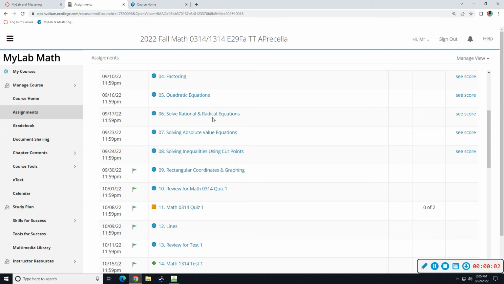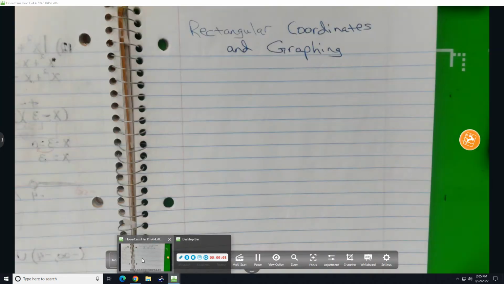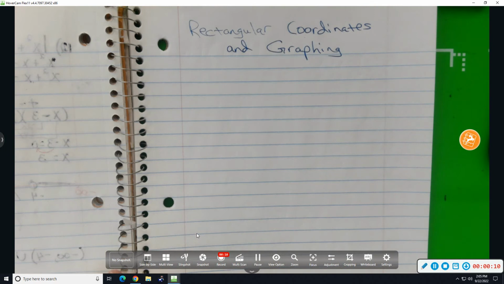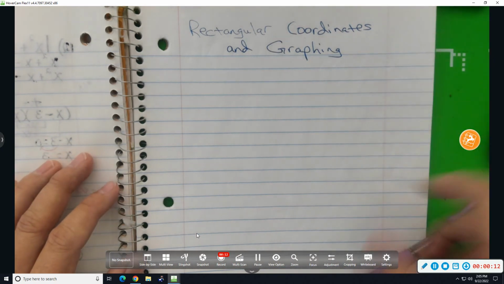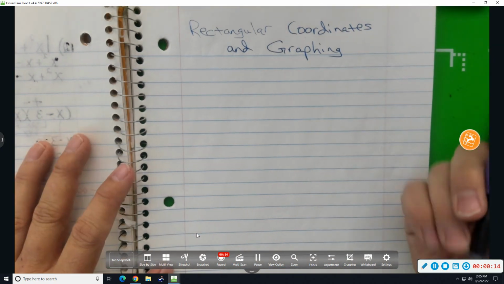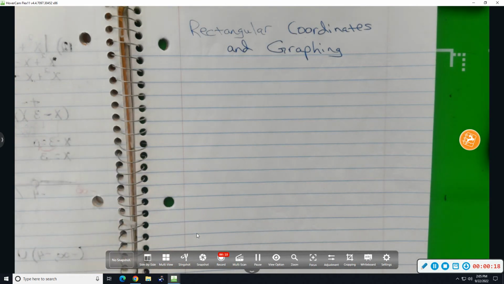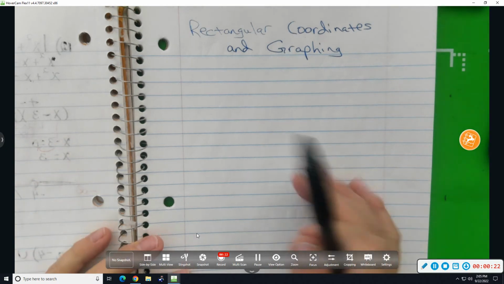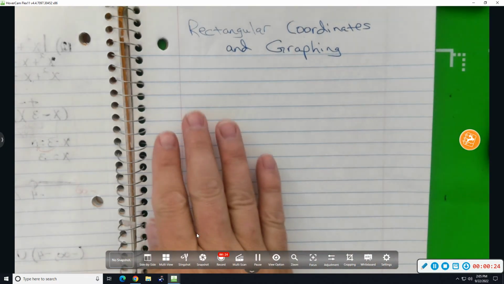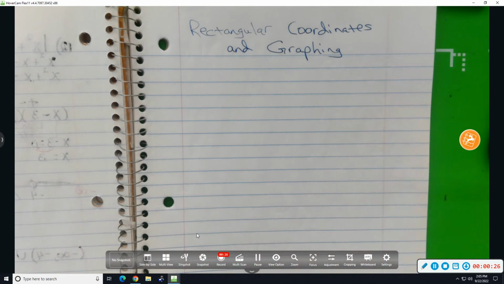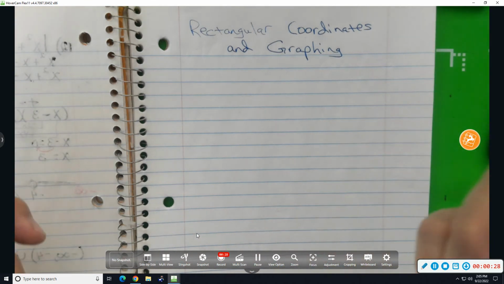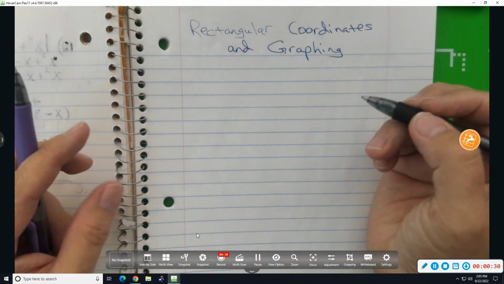Today we're looking at assignment number 9, rectangular coordinates and graphing. Now in this course we make the assumption that you've seen the rectangular coordinate system, the XY grid. So let's just make sure you know what I'm talking about. We can divide a flat surface, a plane, into 4 distinct regions through the use of 2 number lines.